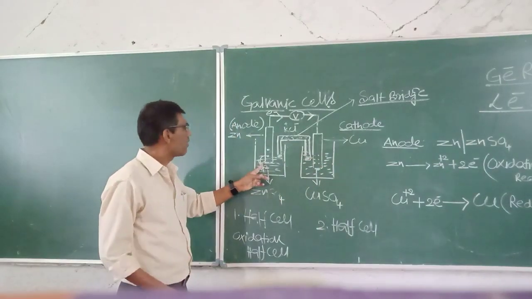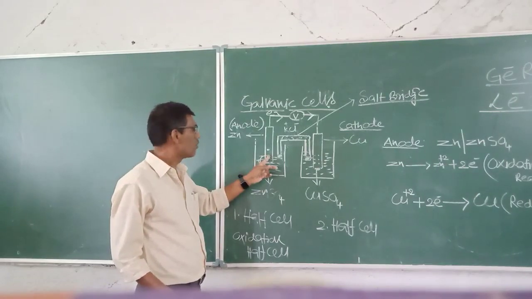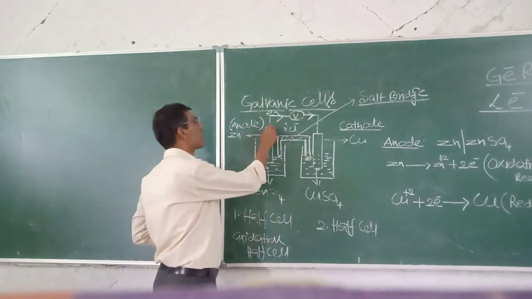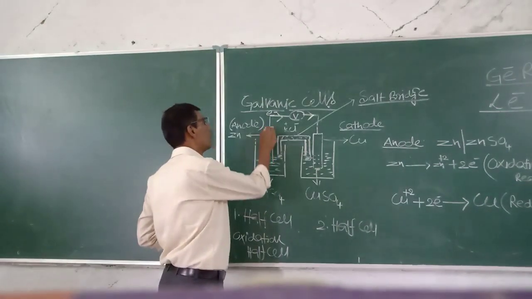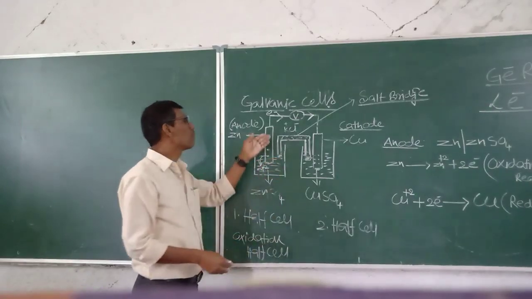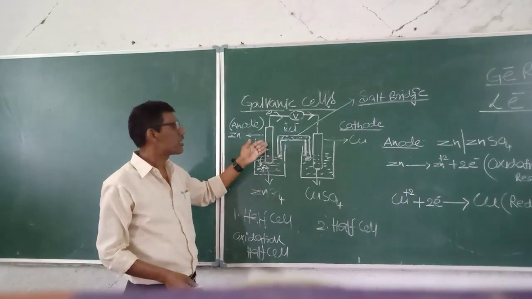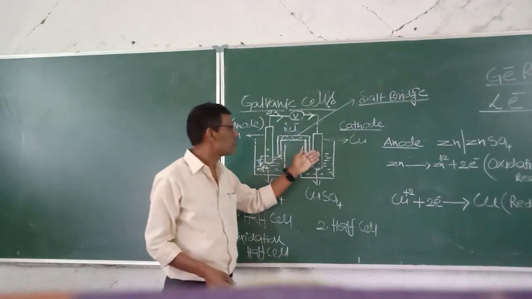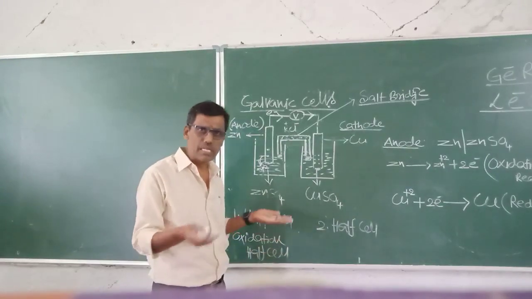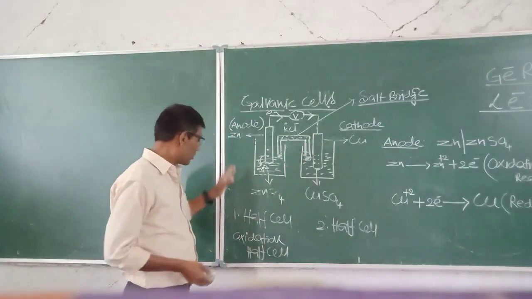Whereas here, if you look at the anode, zinc atoms are there. They lose electrons and come into the solution as zinc plus 2. So the zinc rod deteriorates as time proceeds. More and more zinc atoms come into the solution as zinc plus 2. So this zinc rod deteriorates, whereas the copper rod here gets added up. Copper atoms get added up and it increases its weight. So this is the oxidation half cell we call.